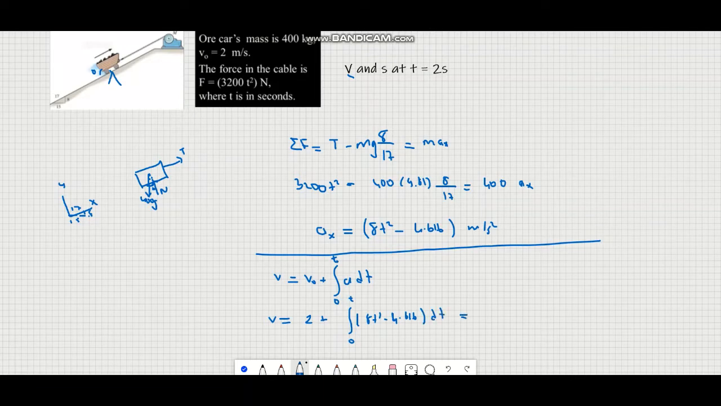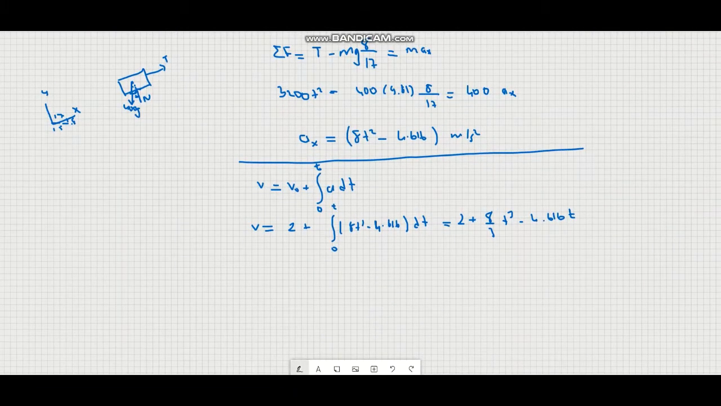So the result for velocity is 2 plus 8 over 3 t cube, right, and minus 4.616 t. That is going to give us the velocity as a function of time, at time equal to 2.